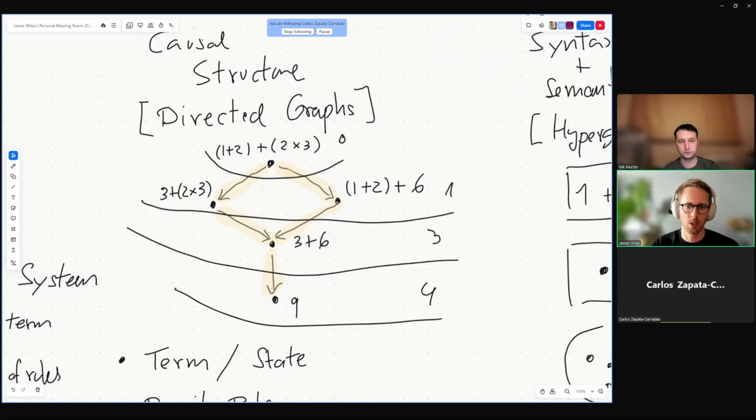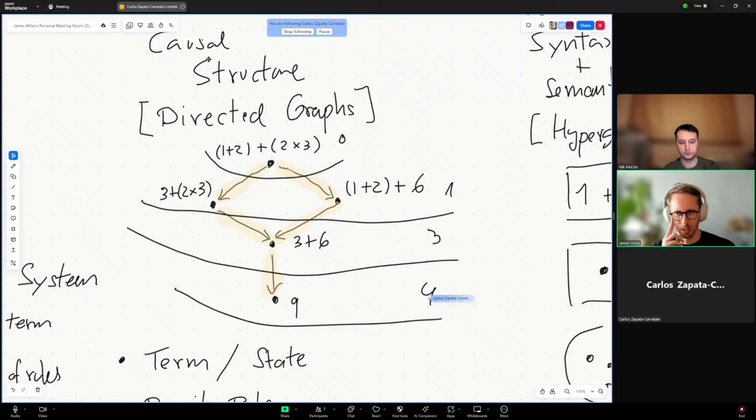I've got a quick question on that for my understanding. Is there no way that this rewrite term could be said to ever happen in this generation? Like you would have to get here before you could get here.